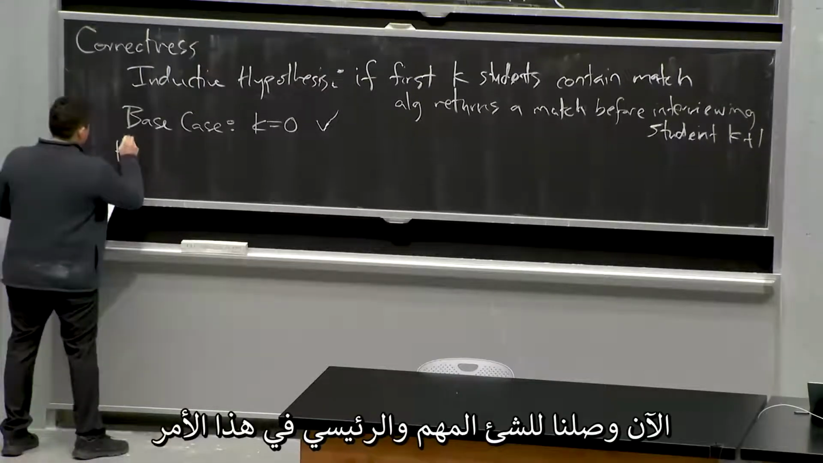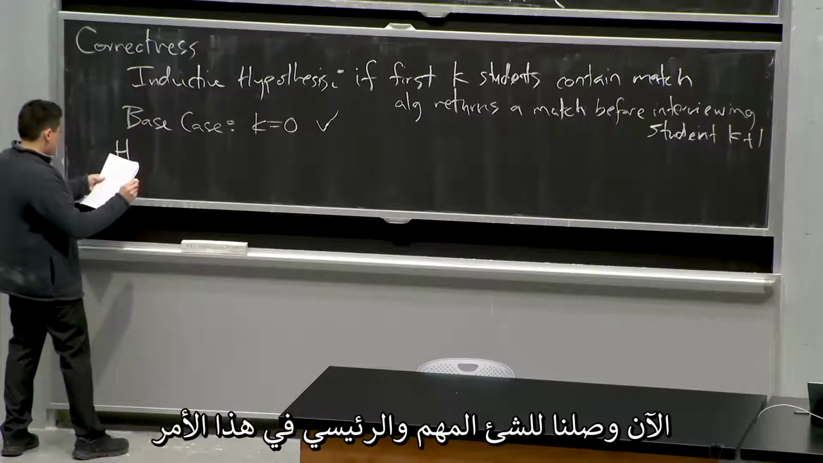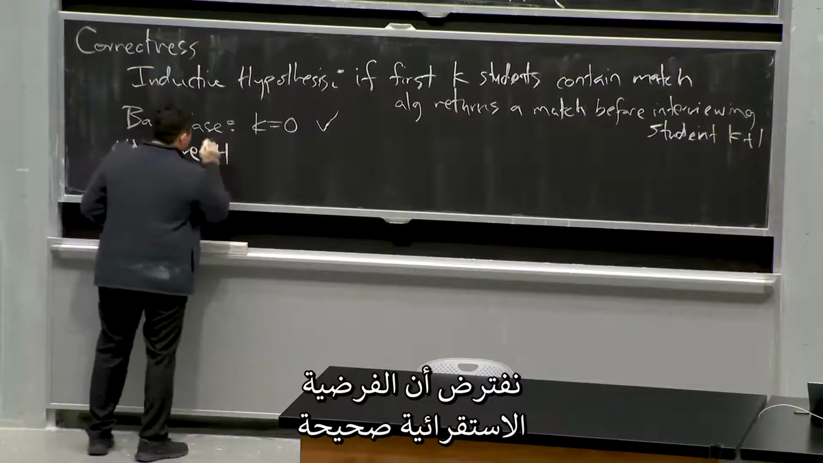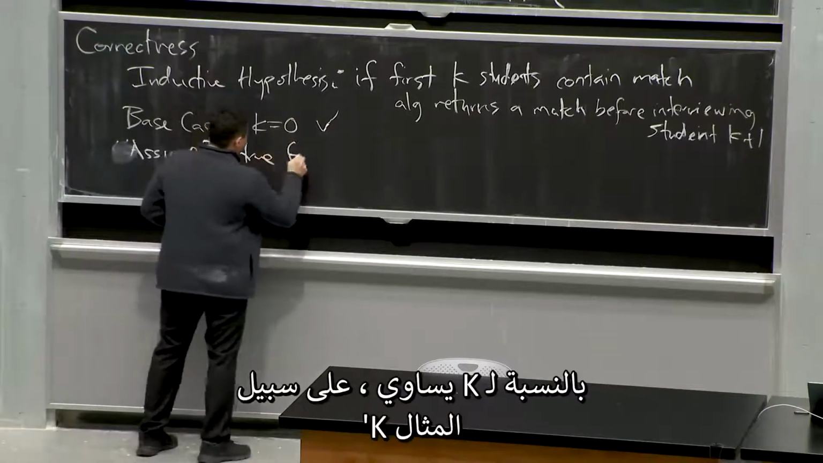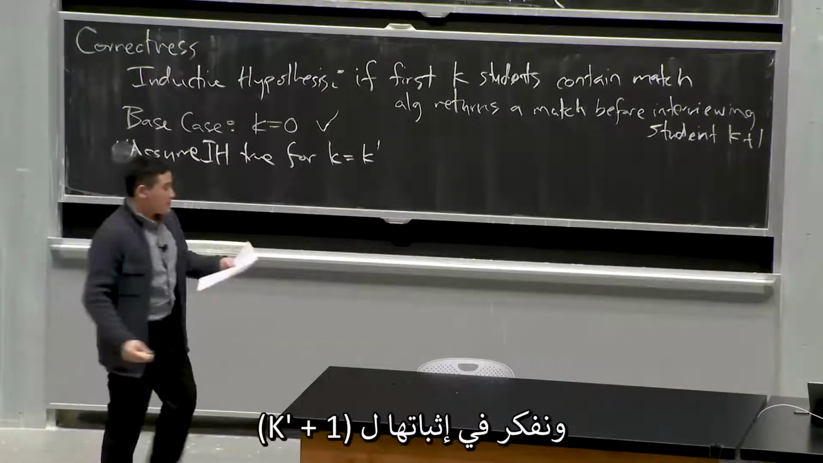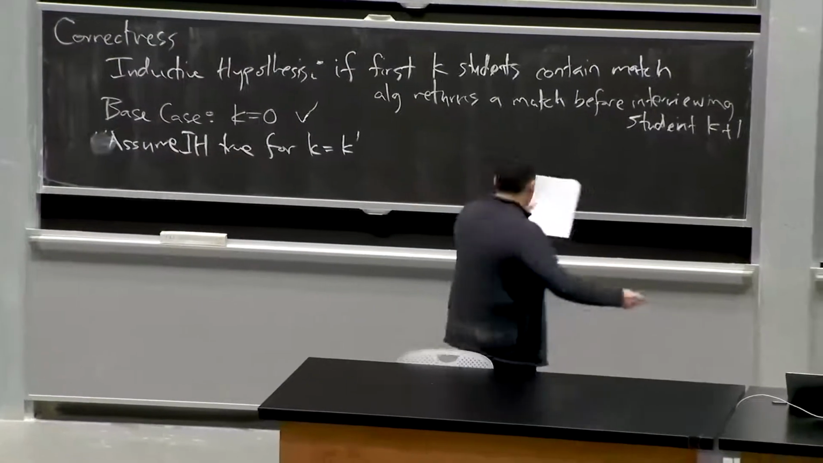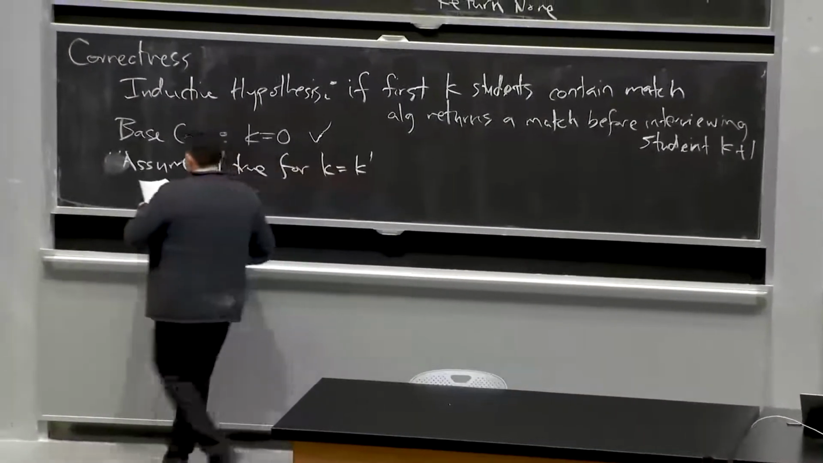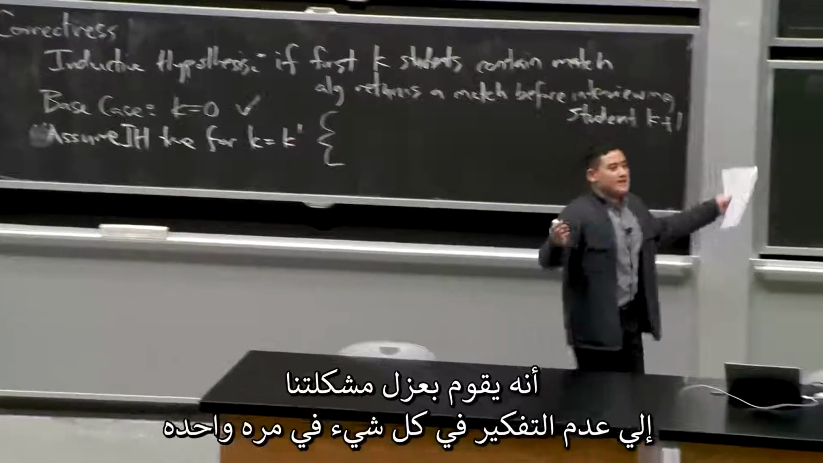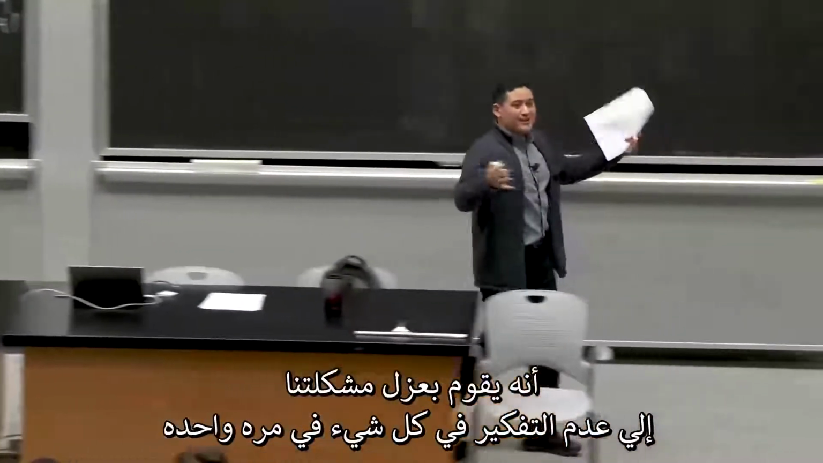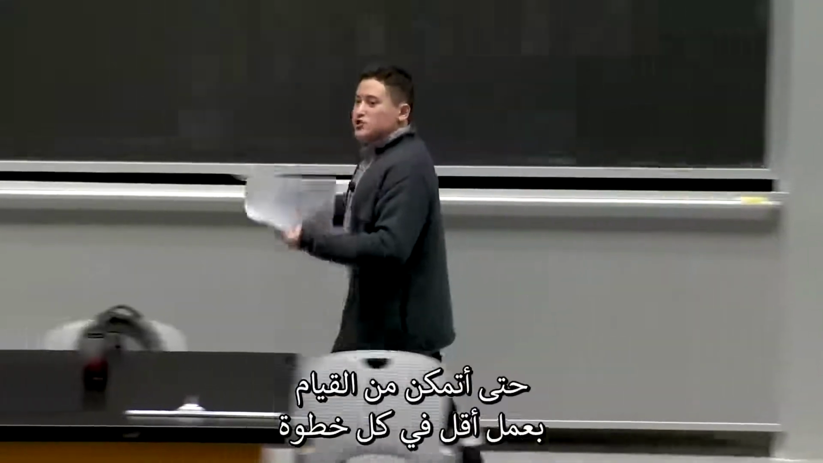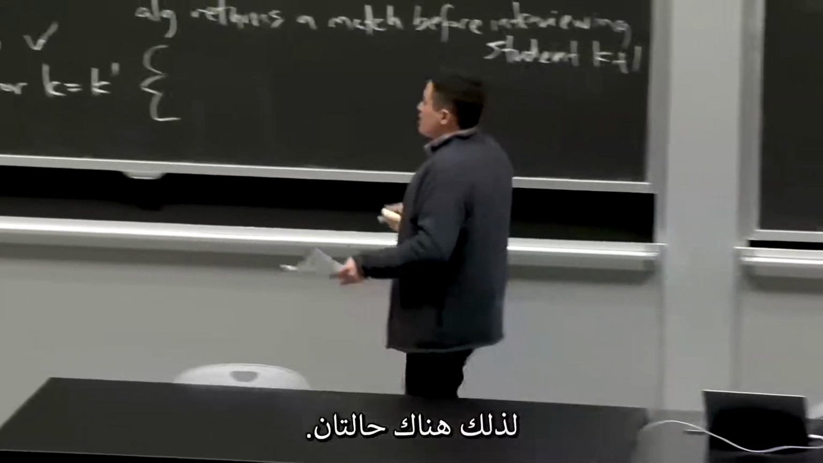Now we get to go for the meat of this thing. Assume the inductive hypothesis true for k equals, say, some k prime, and we're considering k prime plus 1. Then we have 2 cases. One of the nice things about induction is that it isolates our problem to not consider everything all at once, but break it down into a smaller interface so I can do less work at each step. So there are 2 cases.